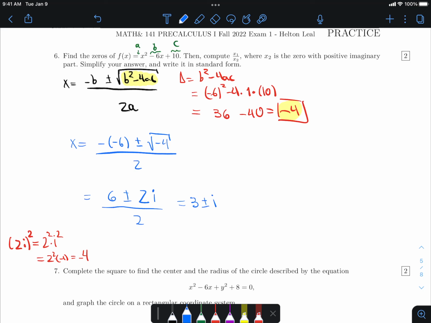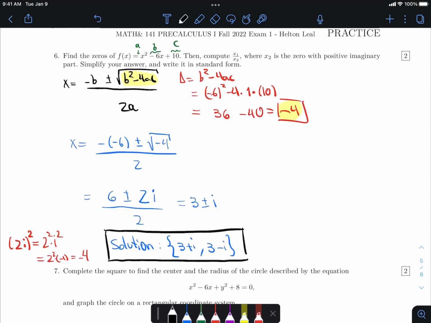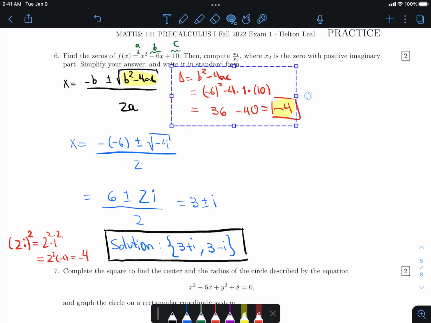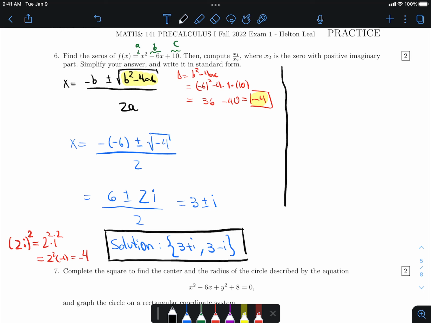So these are the two solutions, and I can even write it formally to say that the solution is 3 plus i, comma, 3 minus i. I think that'd be the best way to indicate your answer in that case. Just a list of answers. The problem just asks for a second part, which would be just to check if you're okay manipulating complex numbers in general. I'm asking you to compute x1 divided by x2, where x2 is the zero with positive imaginary part.